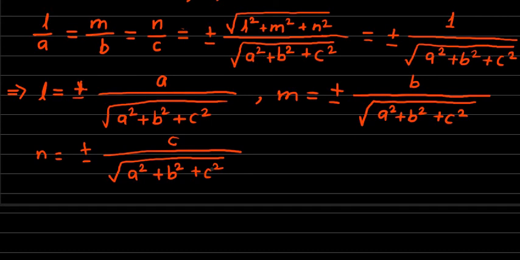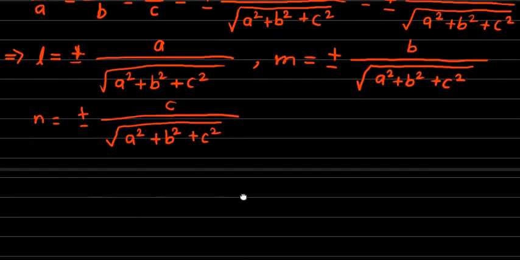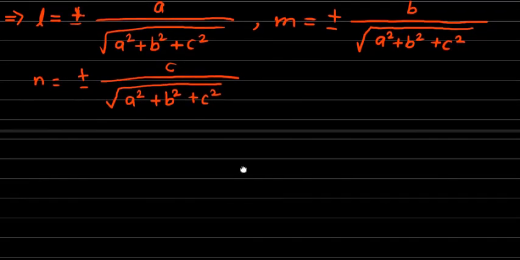So here obviously the positive or negative sign we have to choose throughout. We have to choose either plus throughout or minus throughout. So what are the direction ratios? We can define them in such a manner that if l, m, n are the direction cosines of a line, then three real numbers which are proportional to the direction cosines of a line are called the direction ratios of that line.